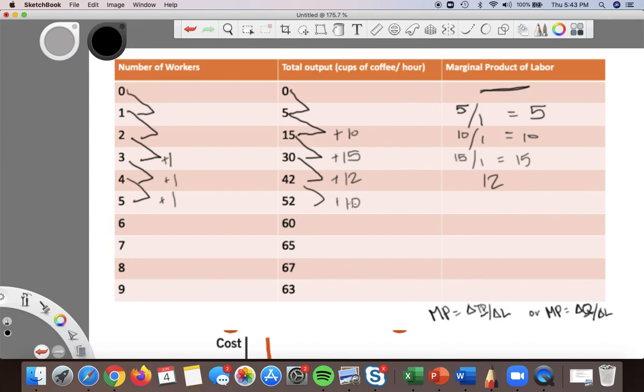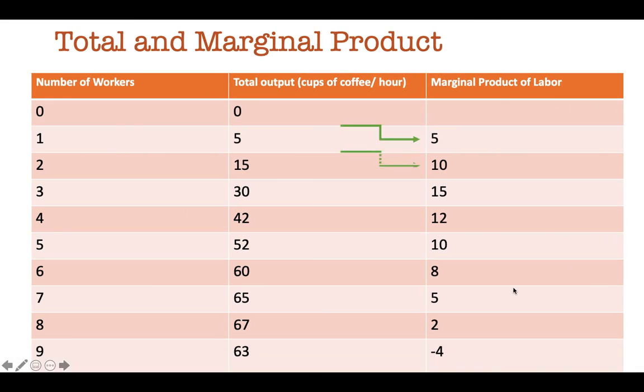This is an extra 10. This is an extra 8. This is an extra 5. This is an extra 2, and this one actually goes negative. I lost 4 here, so this is 10, 8, 5, 2, and negative 4. So that's what I have here.